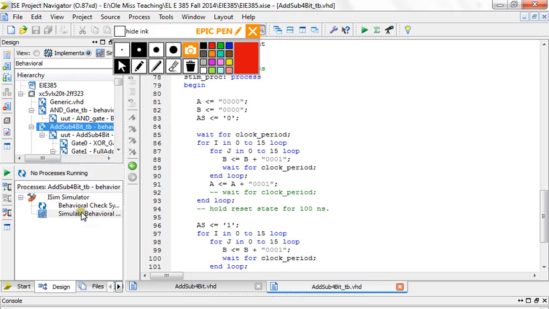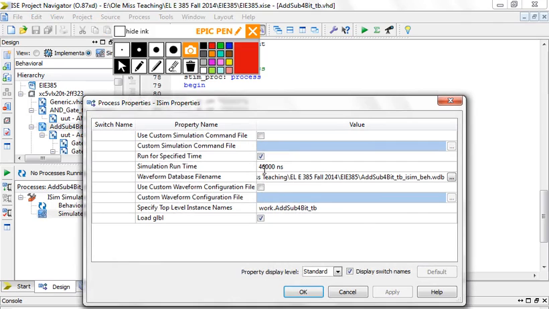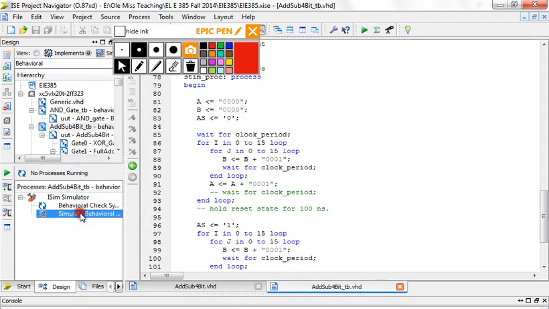I want to do process properties. Okay. And then simulate. And it didn't crash on me. That's good.